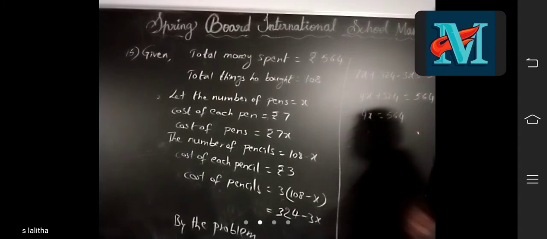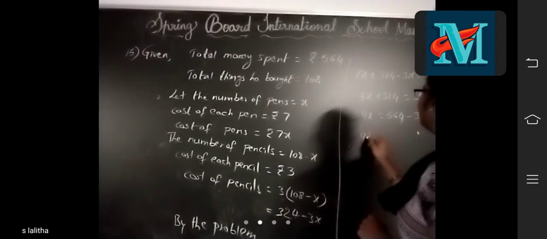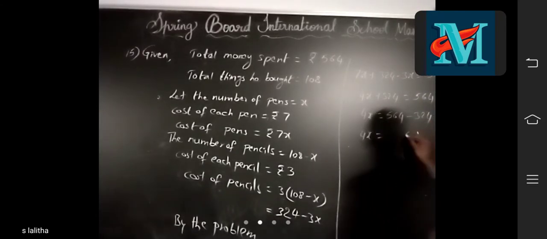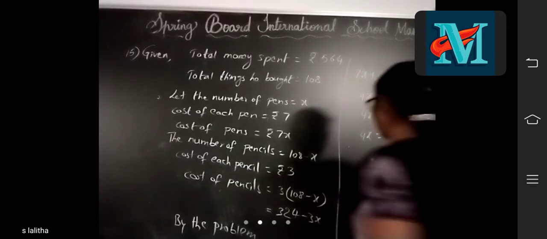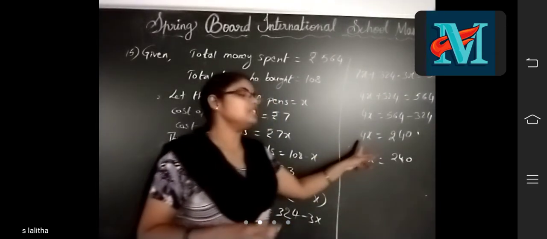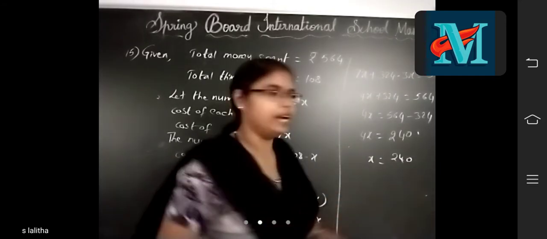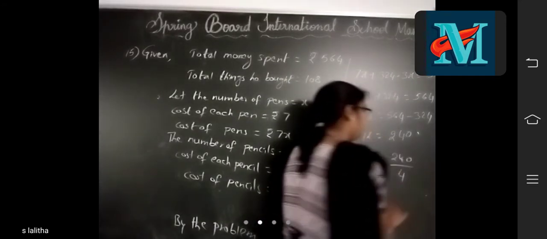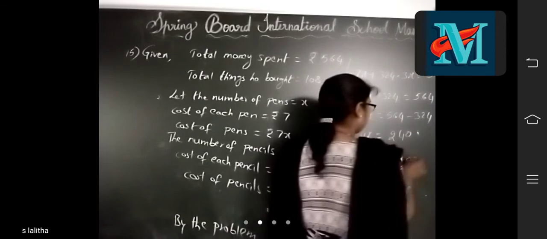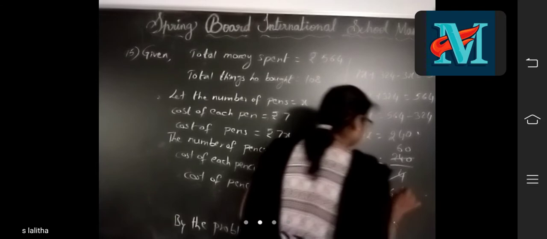Transpose it to the right hand side. What will it become? Minus 324. So 4X is equal to 564 minus 324: 4 minus 4 is 0, 6 minus 2 is 4, 5 minus 3 is 2. So 240. Now 4 is multiplied by X. If you transpose it to the right hand side, it becomes divide. So 240 divided by 4: 4 sixes are 24, then 0. Therefore X is equal to 60.